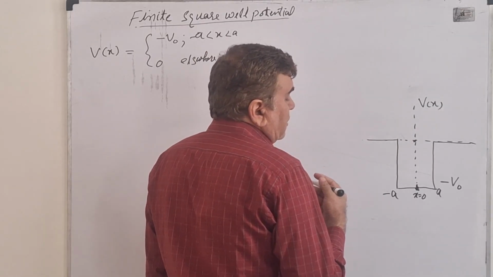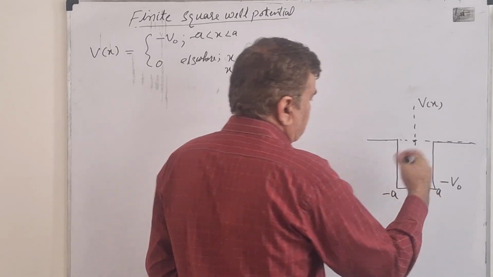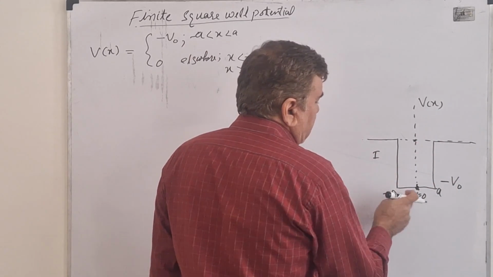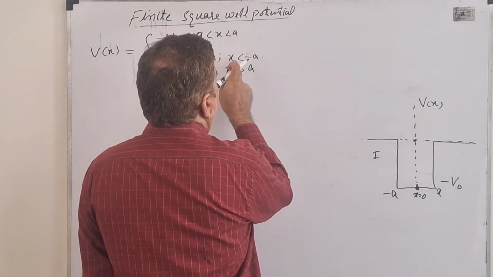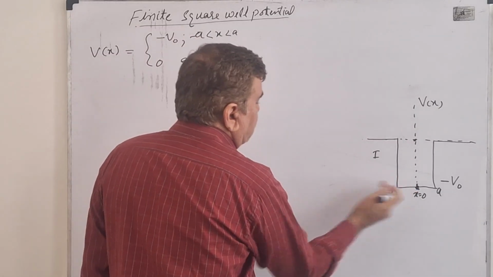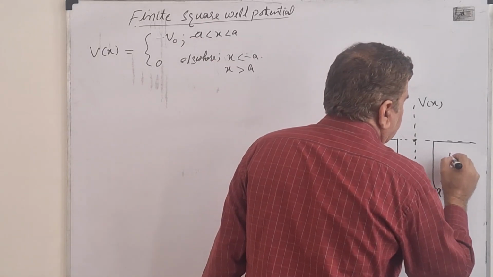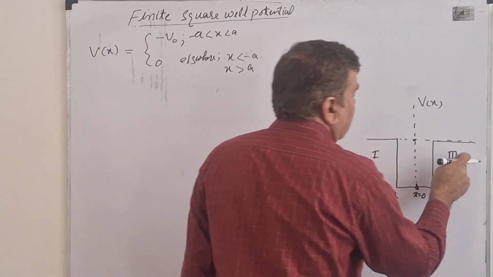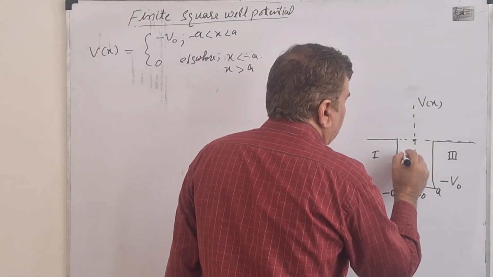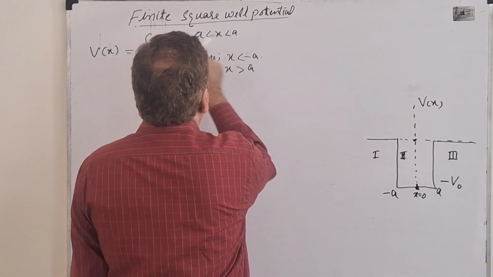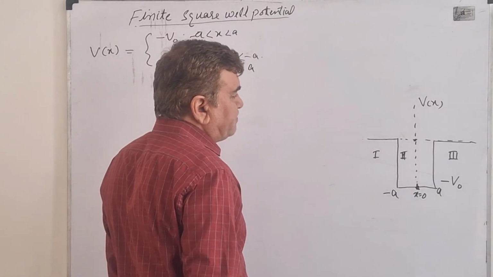Now obviously this potential splits the whole space into three regions. One is this region where the potential is 0 for x less than minus a. To this side it is 0 for x greater than a. I call this the third region, where again the potential is 0, and I call this the second region. The potential in this region is given by minus V naught.